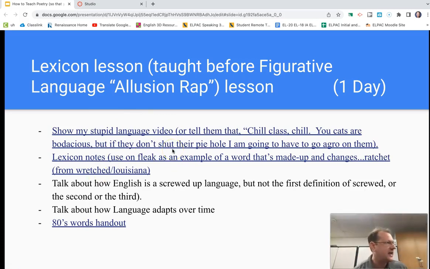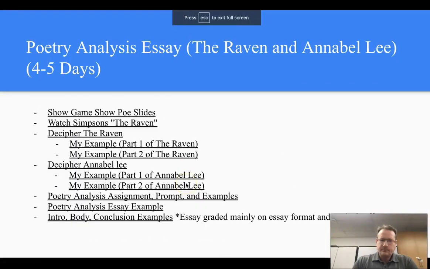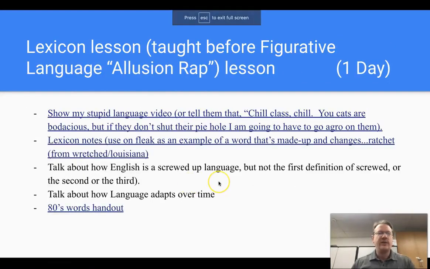I would talk about ratchet and ask, "Who knows what ratchet means?" They'd be like, "Oh, it means this." I'm like, "Yeah, that actually came from the word wretched. It's from Louisiana. It holds some historical significance. It's from the word wretched," and then we had adapted. So I would talk about how we adapt words, just to give that example. And then I would tell them, English is a really screwed up language.